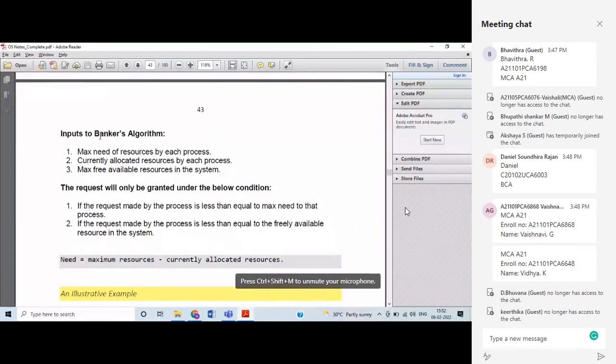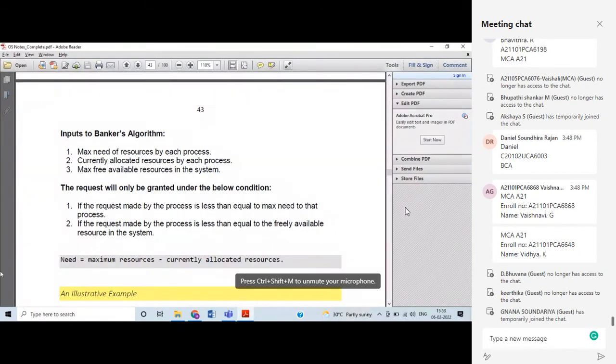Okay. So what are the inputs to the Banker's algorithm? The first input is the maximum need of the resources by each process, the currently allocated resources by each process, and the maximum free available resources in the system. So these are all the inputs for the Banker's algorithm.